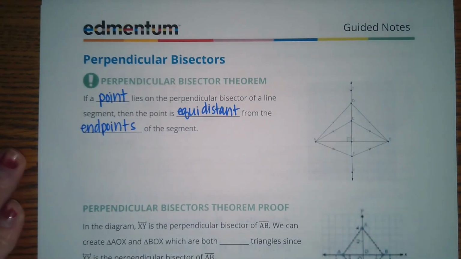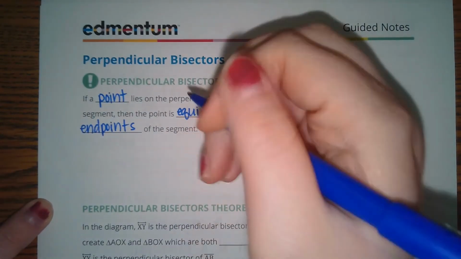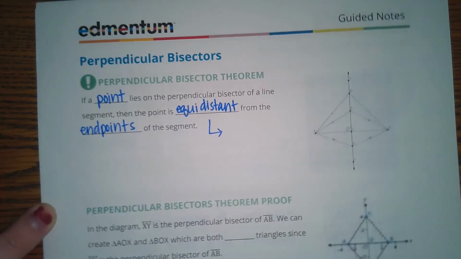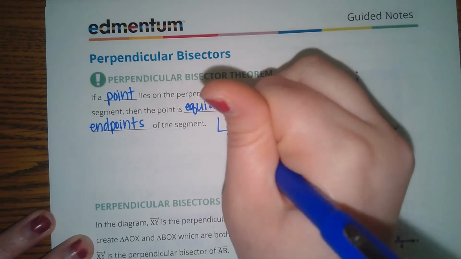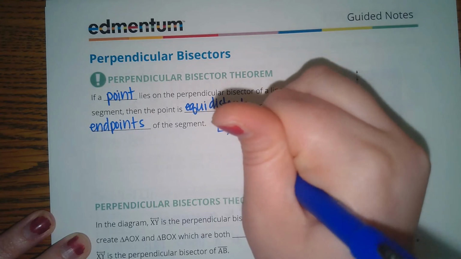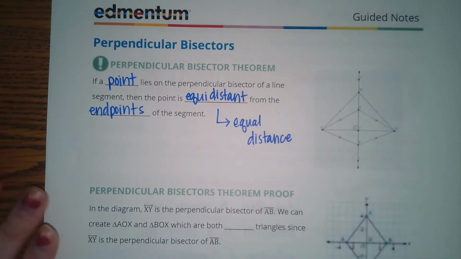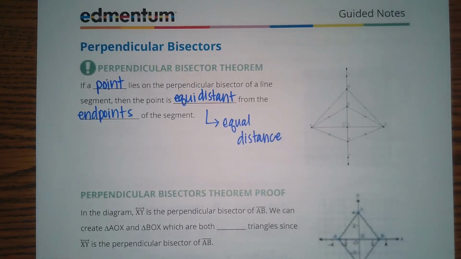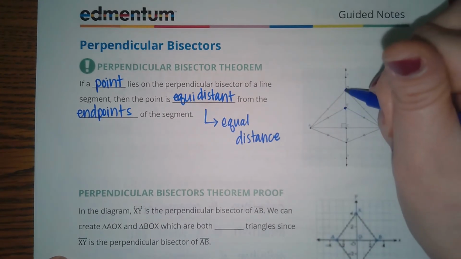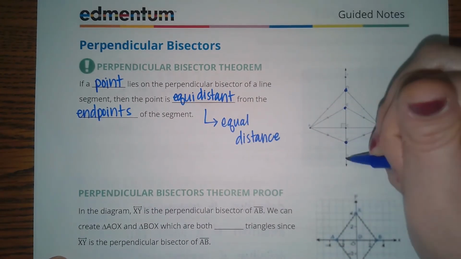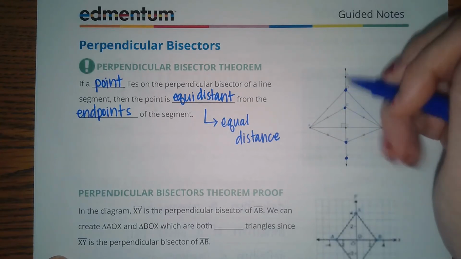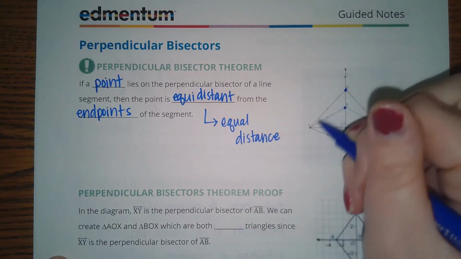of the segment. So equidistant might be a word that you don't really know too well. Maybe you haven't heard it before. Equidistant means equal distance, which makes sense. It's kind of in the word equidistant, equal distance. So we can say that any of these points along my perpendicular bisector, they're going to be equal distance from each endpoint.